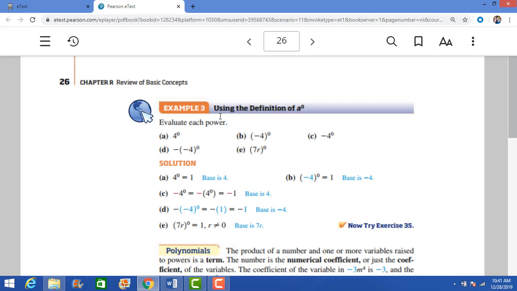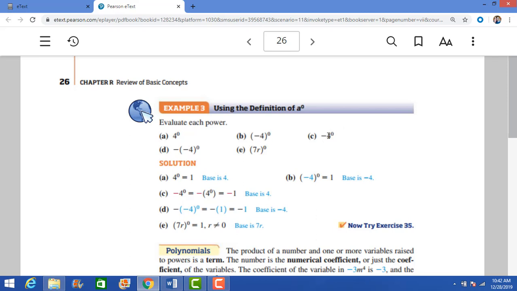Okay. So let's evaluate each power. Well, 4 to the 0, since it has a 0 power, this is going to be equal to 1. Here, negative 4 to the 0 power is going to be equal to 1. Okay, or no, actually, this is going to be 1 because it's inside the parentheses.